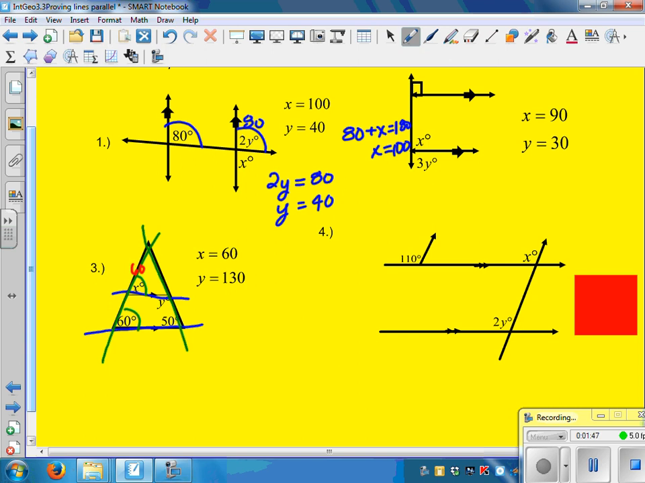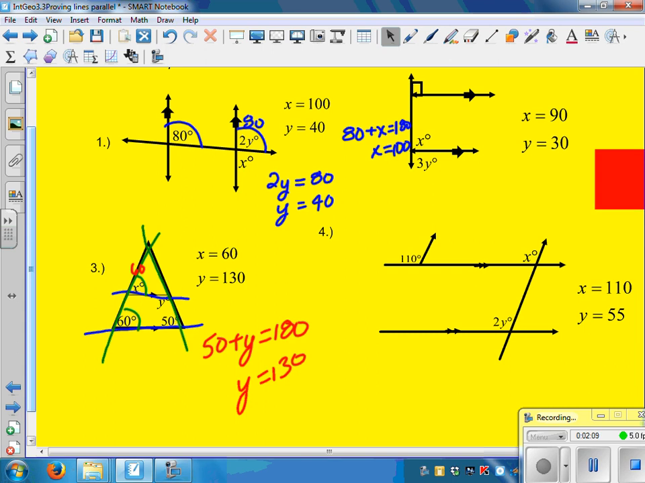So 60 here. Now if I move over to the other transversal, the y and the 50 are same side interiors. They are supplementary to each other. So 50 plus y equals the 180, or y is 130. Like that. All right, number 4, your answer is 110 and 55. Raise your hand if you need to see number 4.